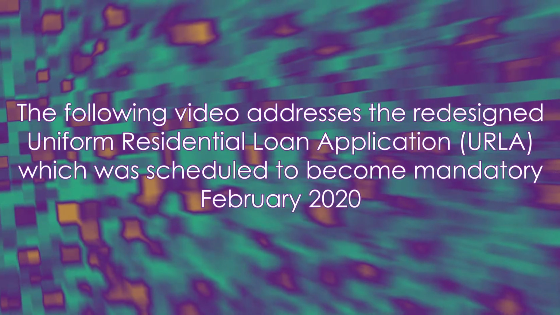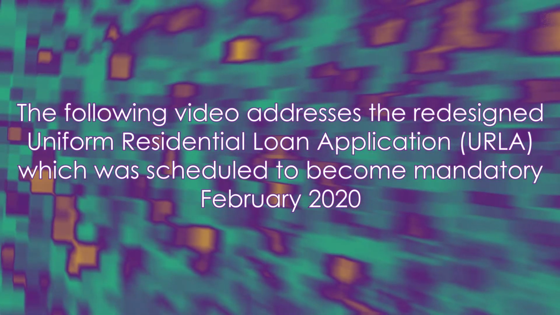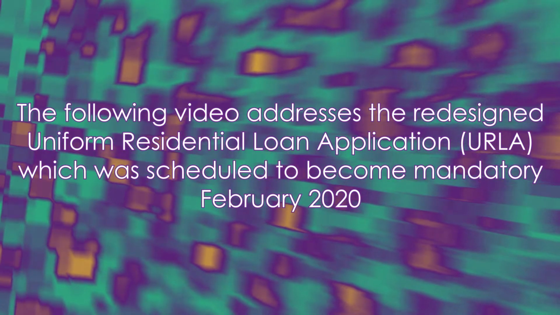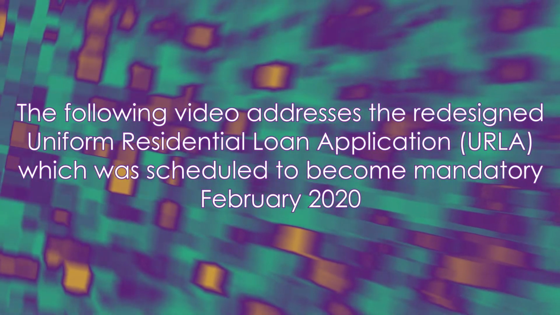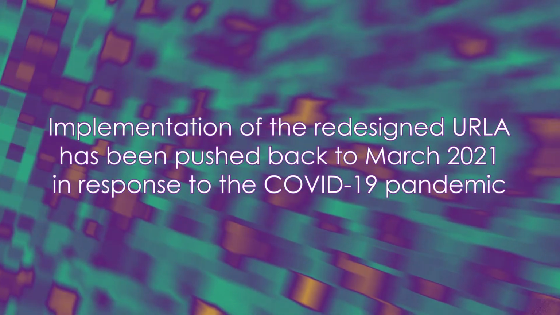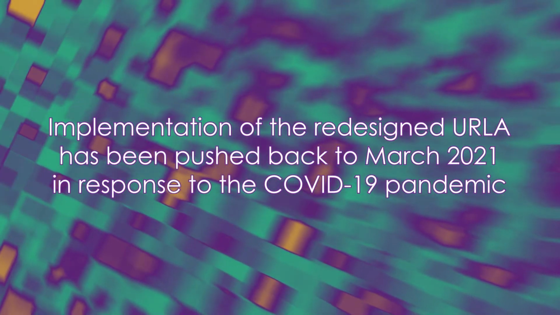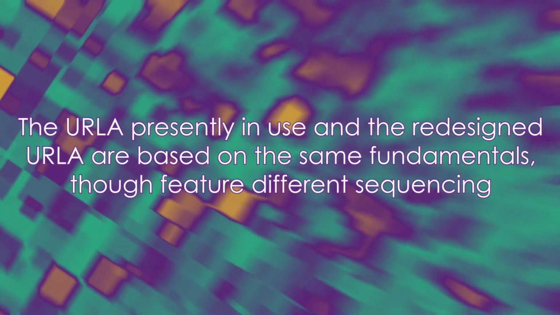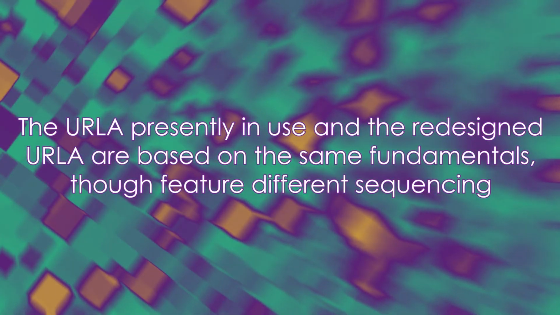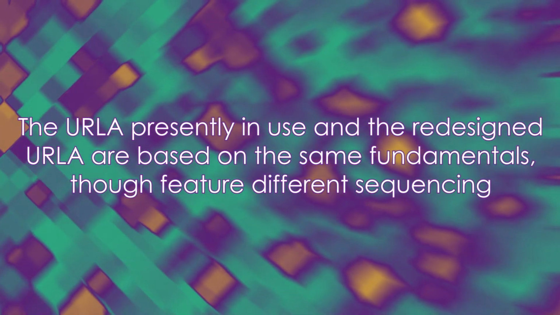The following video addresses the redesigned Uniform Residential Loan Application, URLA, which was scheduled to become mandatory February 2020. Implementation of the redesigned URLA has been pushed back to March 2021 in response to the COVID-19 pandemic. The URLA presently in use and the redesigned URLA are based on the same fundamentals, though feature different sequencing.